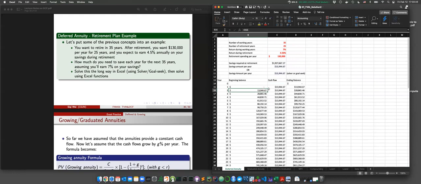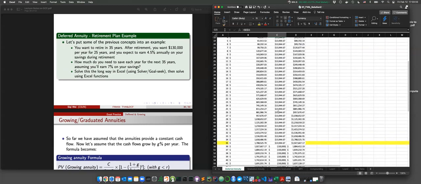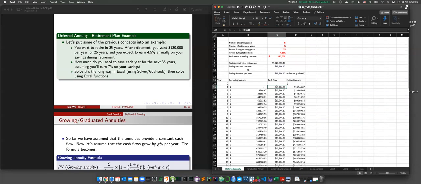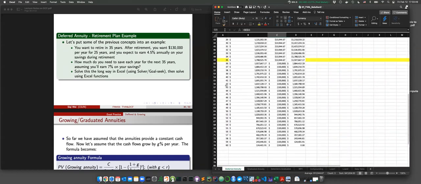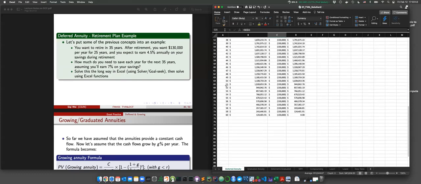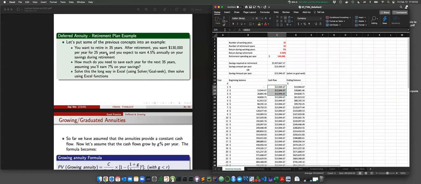Okay, so essentially, this question is asking you the level of the cash flow you need to deposit each year during your working stage. So basically you need to set up a cash flow diagram like this with 4 columns. First you want to visualize the cash flow pattern. The total investment horizon is going to be 60 years in this context, right? 35 plus 25 is 60.